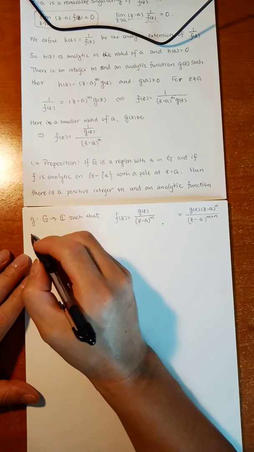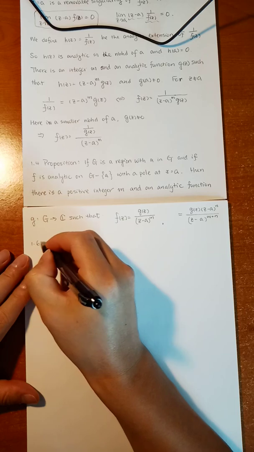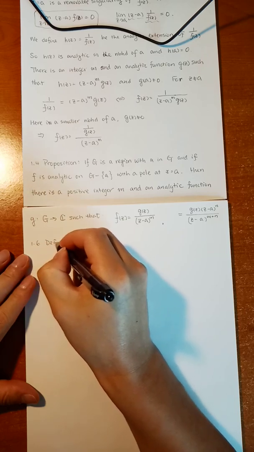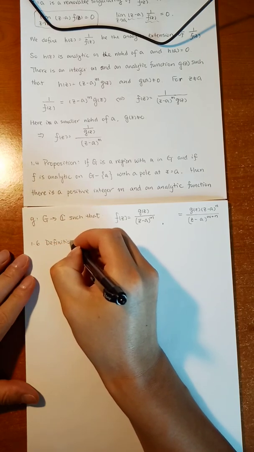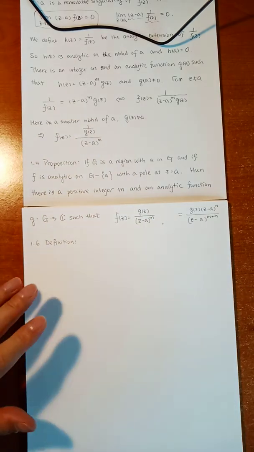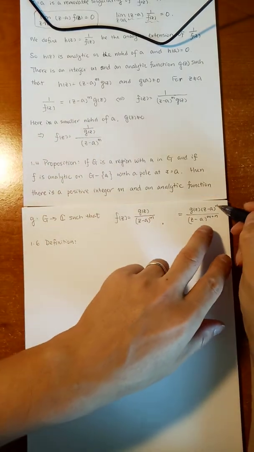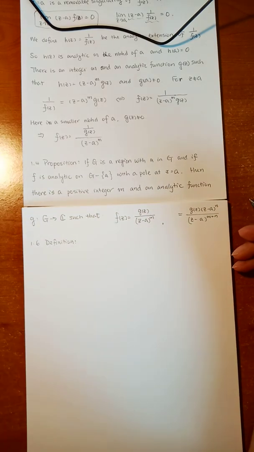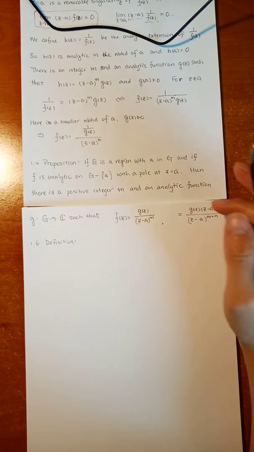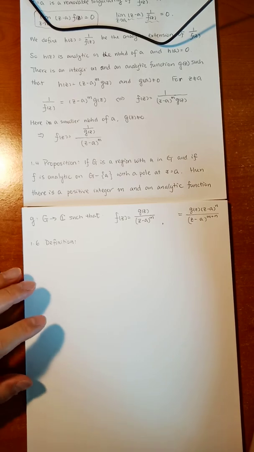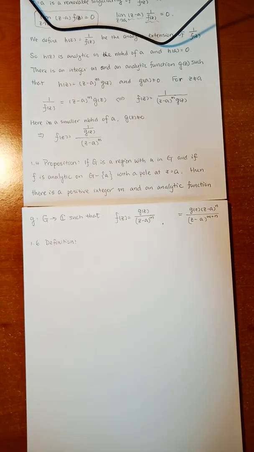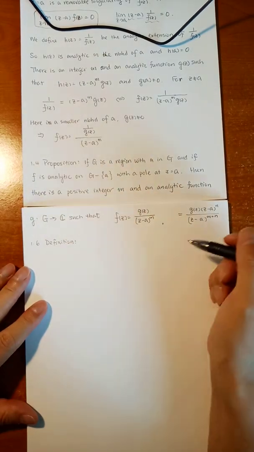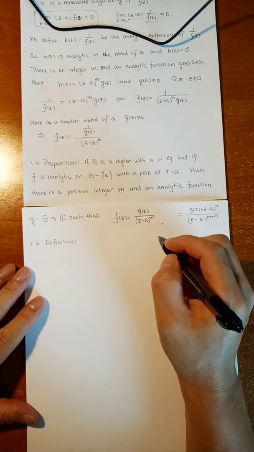Okay, and of course we want some uniqueness. Uniqueness means, you see here, we can multiply them by any positive power, but we cannot multiply by negative power. If we multiply by negative power, the numerator will not be analytic. So we definitely have a smallest positive integer satisfying this property.